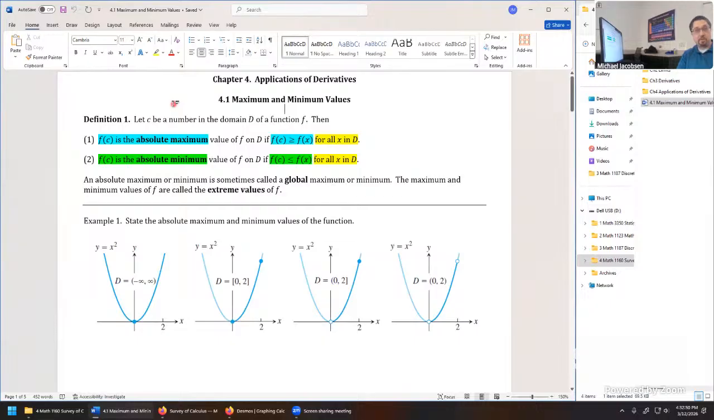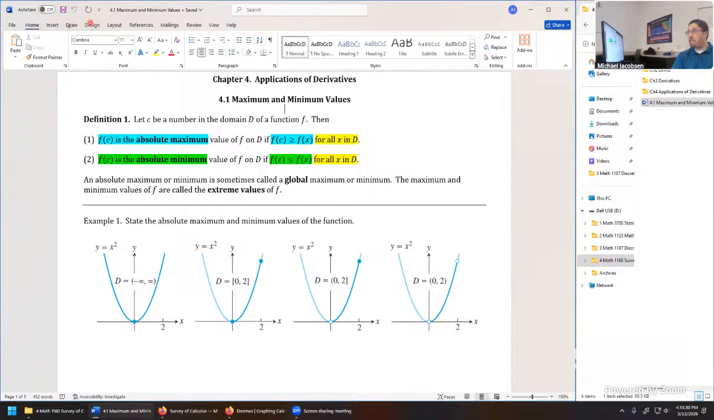So first, let's go through the original definition. We'll say f of c is an absolute maximum value of a function f on some domain D. It could be all real numbers, or a finite length set like this one, the closed interval from 0 to 2. It's the absolute maximum if the function value at the input c is greater than or equal to f of x for all other inputs in that domain. Then likewise, we say the function value f at c is an absolute minimum if f of c is smaller than or equal to every other function value in that domain.